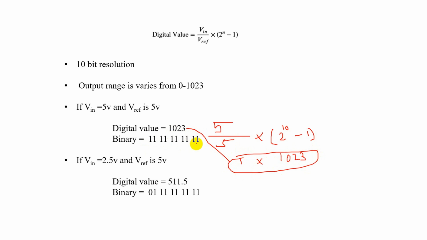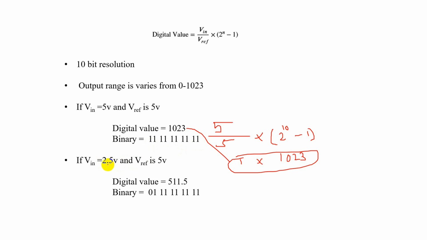In case the Vin value is 0, that means our sensor output is 0, then the digital value we get is 0, and the corresponding binary value is also all 10 digits 0. In case we are getting 2.5 volts as the sensor output, that means we have interfaced some analog sensor.